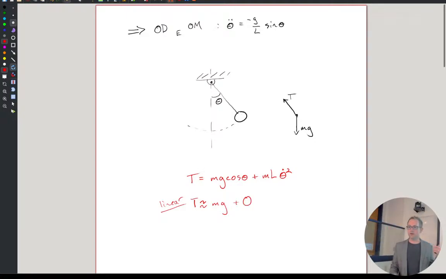So at least if we're doing a linear first order approximation, tension is always equal to gravity. Versus the actual equation, mg cosine theta plus ml theta dot squared. Those are very different. I mean, they could be very different. In the case of 180 degrees, now we're talking very big differences. But even something up to 30 or 60 degrees, something bigger.